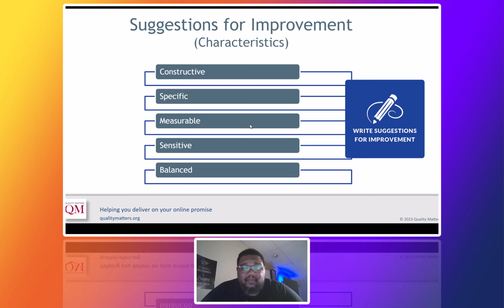Lastly, your helpful suggestion must be balanced. Helpful suggestions for improvement point out both areas for improvement and meaningful strengths when appropriate. A meaningful strength adds value to the course, and if removed, will make the course less effective. It's not necessary to point out strengths in every recommendation, only for the sake of attaining balance. Remember, point out meaningful strengths when it is appropriate to do so.